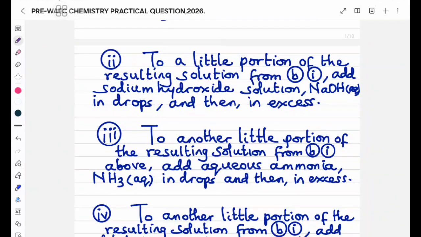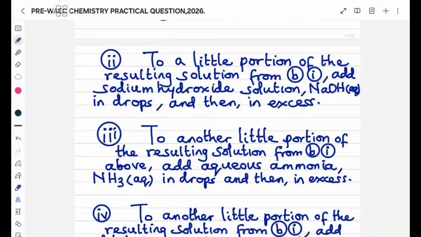But if it doesn't form a colorless solution, then there must be some interference. There must be the presence of an impurity in that particular solid, like starch, which will interfere with the solution of the inorganic salt in the acid. It will prevent the residue from completely dissolving to form a colorless, clear solution.